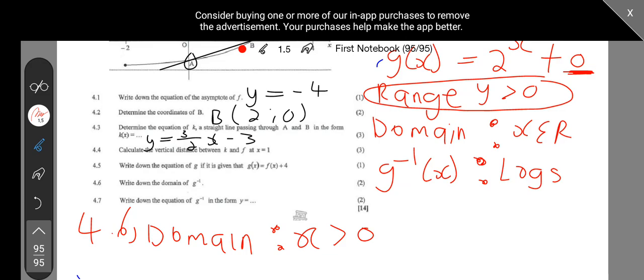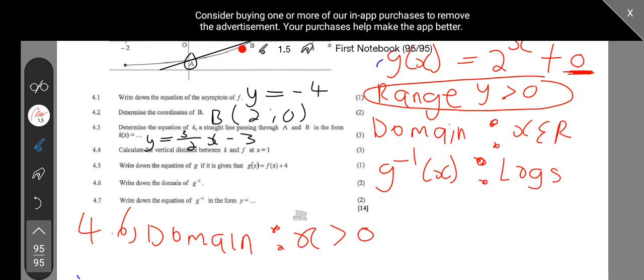To get the inverse, when they say g to the power of minus 1, f to the power of minus 1, k to the power of minus 1, h to the power of minus 1, they stand for the inverse. And an inverse of an exponential function gives us the logarithmic function. And the domain of the logarithmic function is the range of the exponential function, and the range of the exponential function gives us the domain of the logarithmic.